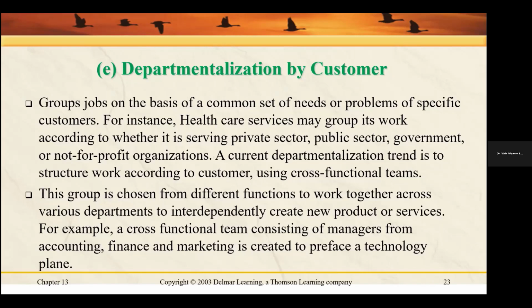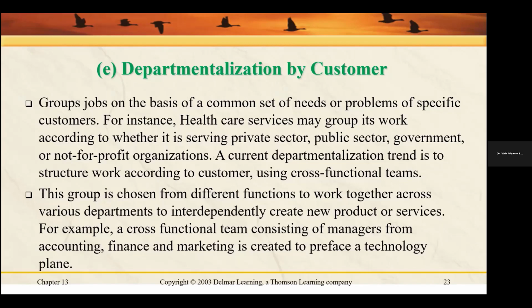So this group is all chosen from different functions to work together across various departments to interdependently create new products or services. For instance, a cross-functional team consisting of managers from accounting, finance, and marketing is created to preface a technology plan.